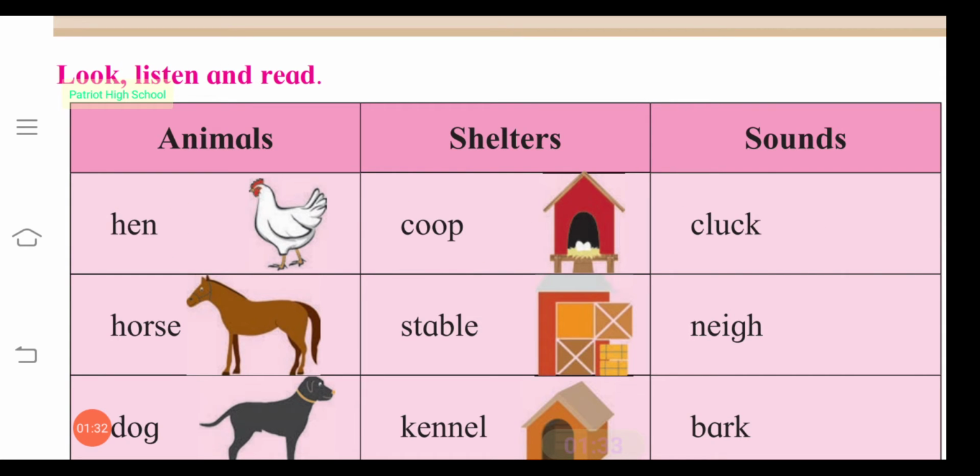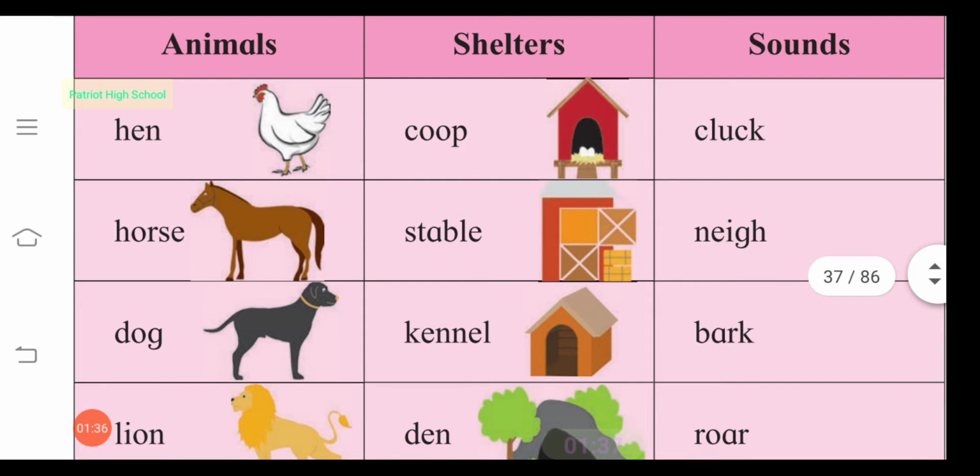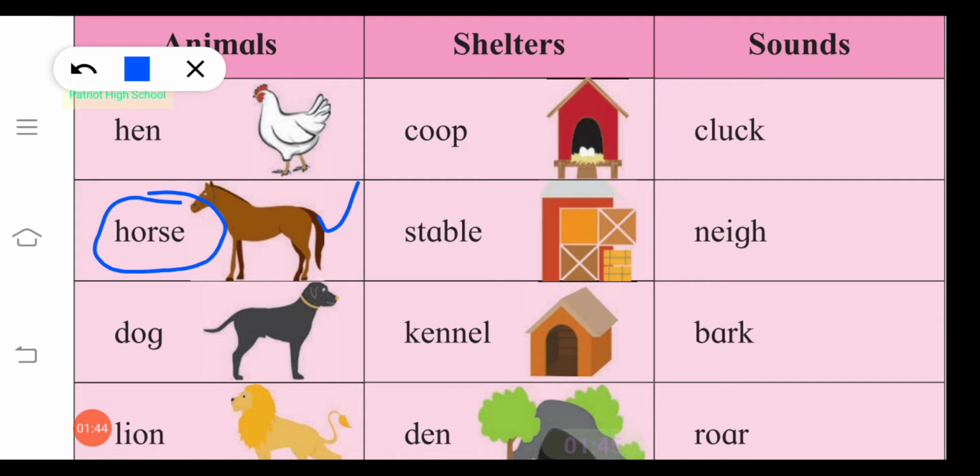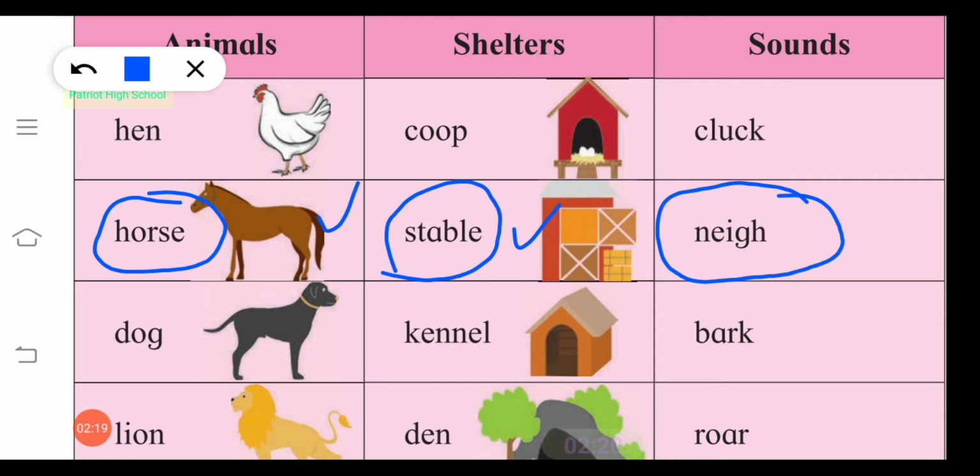Now let us study about the other animal. The other animal shown here is the horse. A horse stays in a stable. This is the stable. How do you spell it? S-T-A-B-L-E, stable. The shelter of a horse is called a stable. And what kind of sound does the horse make? It neighs. The sound is known as neigh. So the horse neighs.